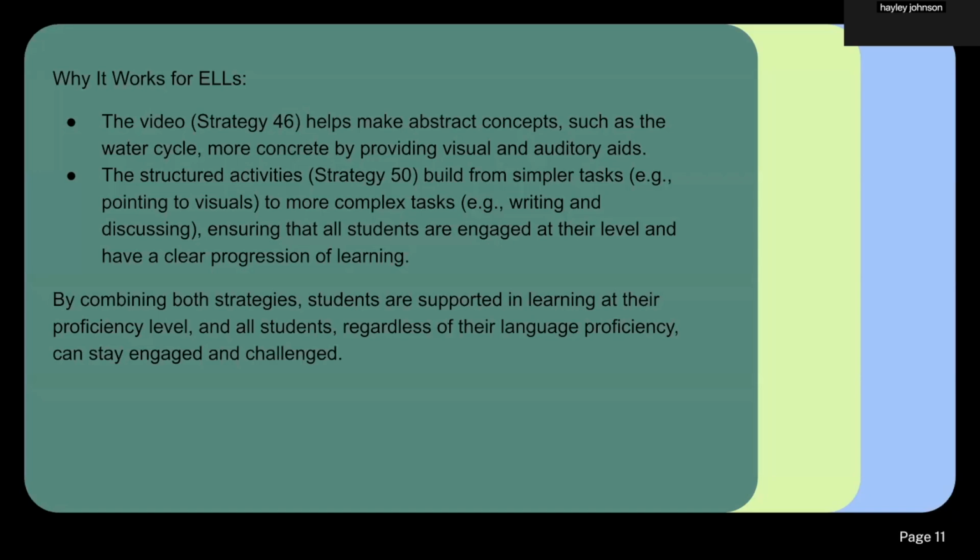Now let's talk about how we can apply strategy 50 for different proficiency levels. For pre-emergent, emergent students, start with simple tasks. You might have them match pictures with words or label parts of a diagram. As their confidence grows, you can increase the complexity, encouraging more verbal or written responses.